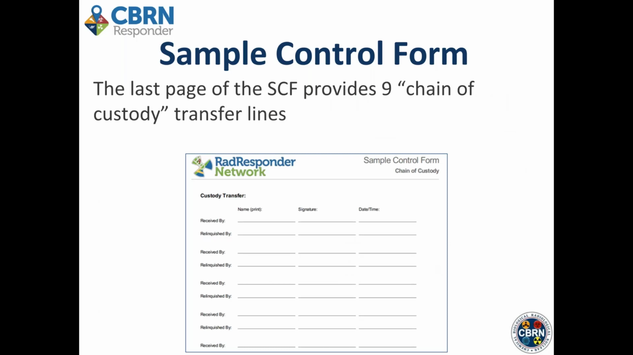And again, the last page of this sample control form actually provides 9 different chain of custody transfer lines. So you're able to track exactly what organization, what personnel, because there is a signature option, has control of that sample, and it also allows you to date and time that as well. So you always know who is supposed to be responsible for that sample at any given time. So again, just a very valuable tool that not a lot of people know about.